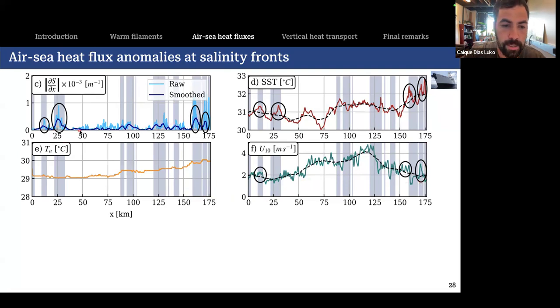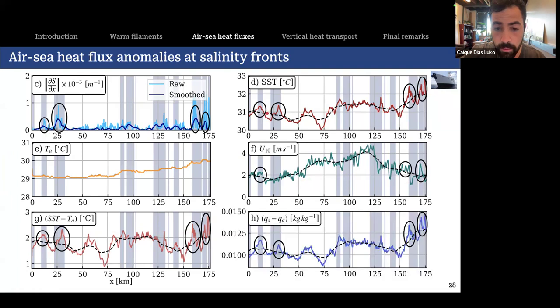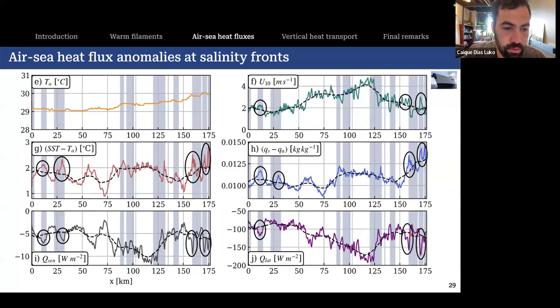with salinity fronts. When we look at the air-sea temperature difference, we see that there are strong air-sea temperature differences generated by these SST filaments, and we also have strong air-sea relative humidity differences happening at these fronts. And this is going to translate to anomalies in sensible heat fluxes and in latent heat fluxes.